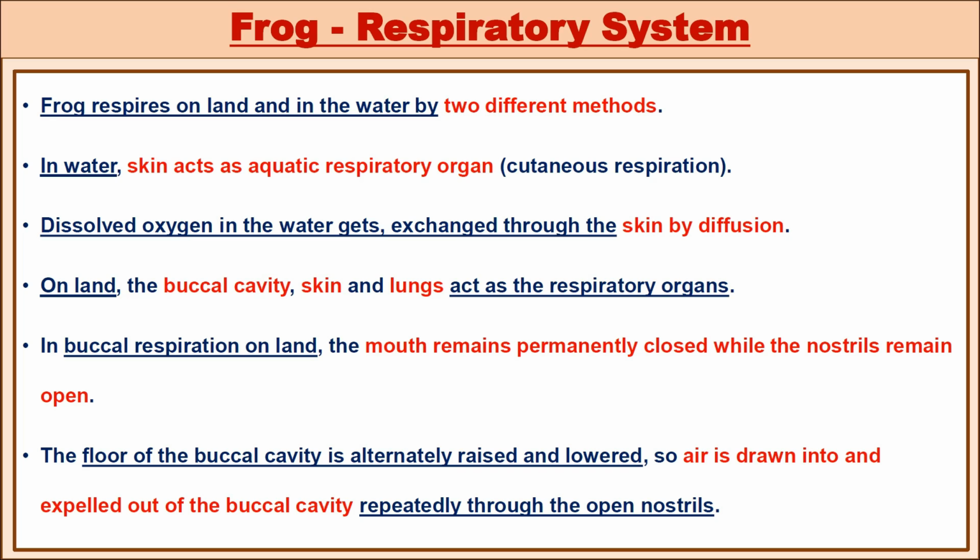On land, the frog respires through the buccal cavity, skin and lungs. They respire through the buccal cavity on land. The mouth remains permanently closed when they are on land. The nostrils will be open. The air is drawn into the buccal cavity through these nostrils. The floor of the buccal cavity is alternately raised and lowered to draw in and expel this air, and it is done repeatedly through the open nostrils.